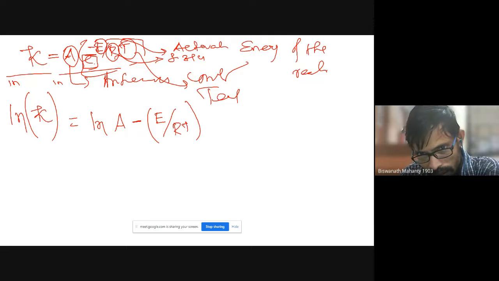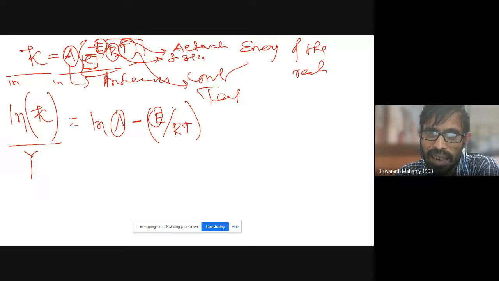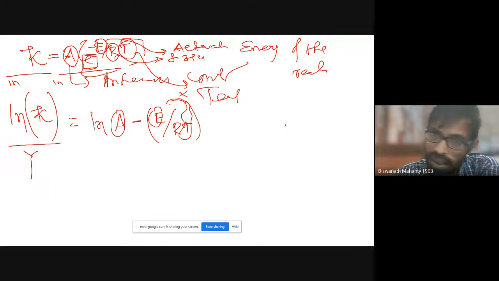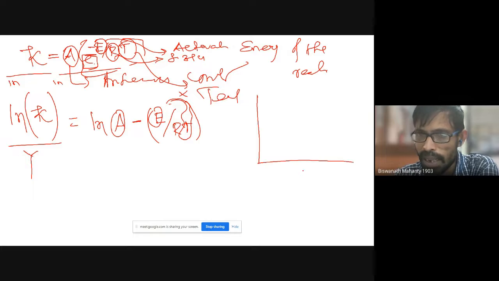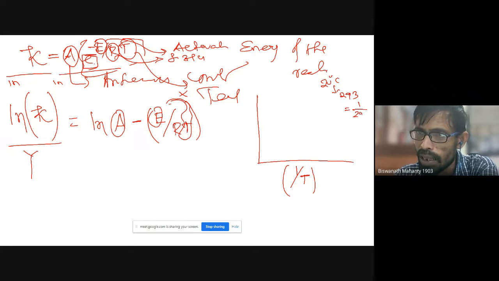So what does it mean? A is constant, E is constant. So if I find out the rate on a logarithmic scale, and I assume this is my y and 1 by T is my x, then what will happen if I make a plot? You can also tell me. For example, this plot I am making against 1 by T. T means temperature, for example, 20 degrees centigrade. T is temperature in Kelvin, that means actually 293. So 1 by T equals 1 by 293. Ln K you calculate.